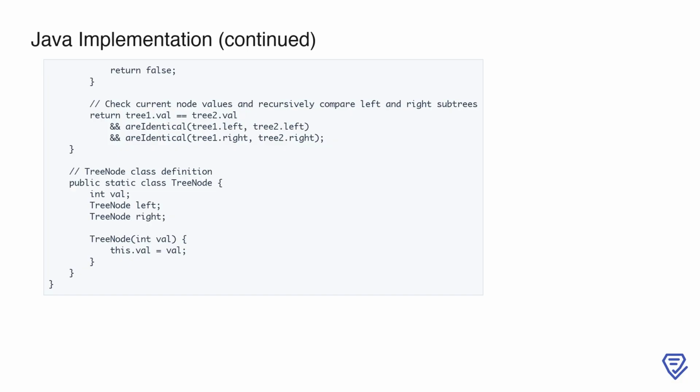Finally, we define the TreeNode class, which represents the structure of a tree node. Each node contains an integer value val and references to its left and right child nodes. This class is fundamental for constructing binary trees and is used throughout the implementation to represent the nodes of root and subroot.